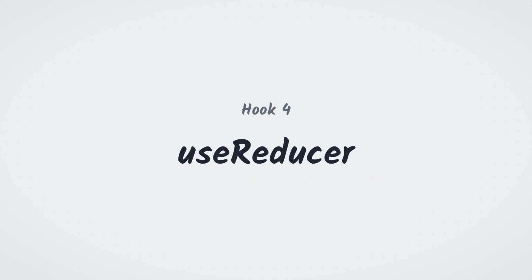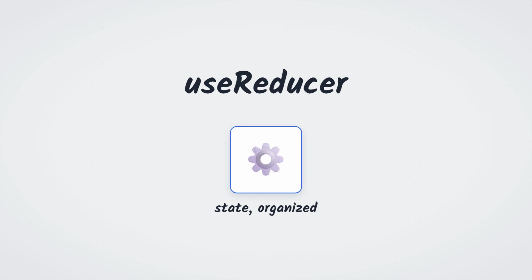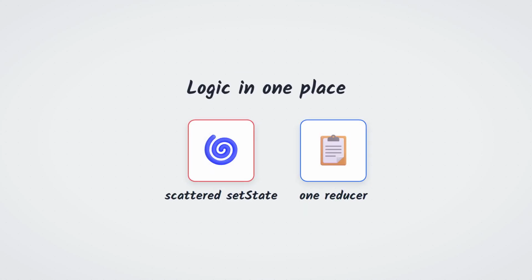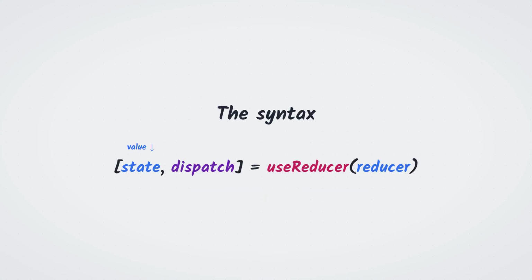Hook 4, useReducer. This is useReducer, like useState, but for state with complex update logic. Instead of scattering setState calls everywhere, you move all your update logic into one function called a reducer. It gives you back state, and a dispatch function. You call dispatch with an action, describing what happened.